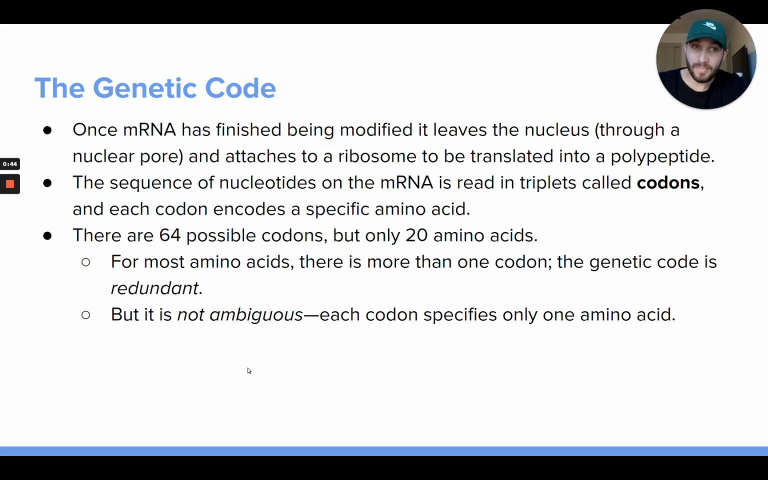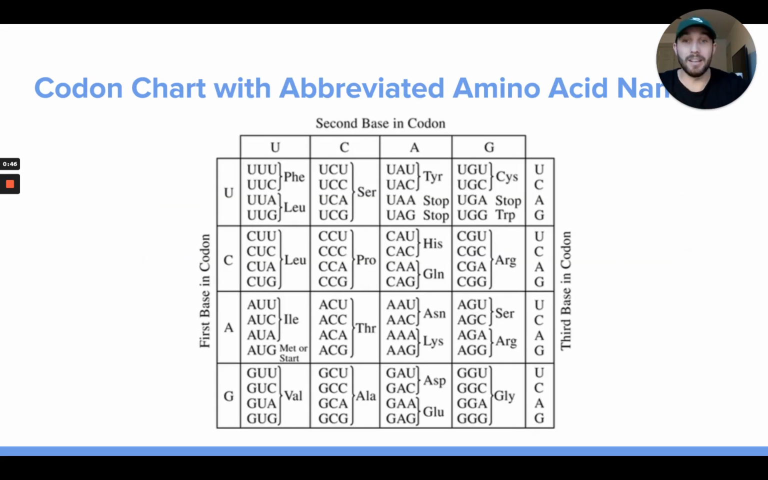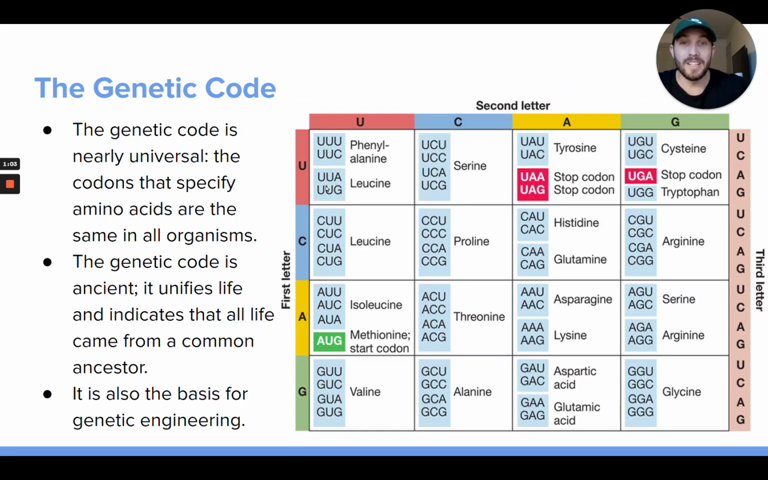And so luckily, the scientists cracked the code, and they figured out what every 3 letters, what every codon, what combination of 3 letters on the mRNA, what amino acid it codes for. They figured it out. And so there's something called a codon chart, which shows you, like this picture here, for example, every codon that's possible.